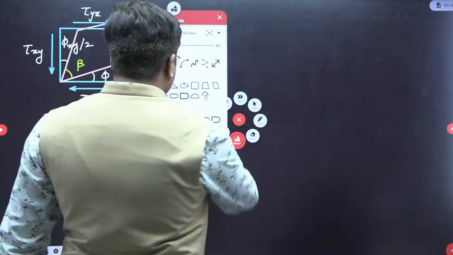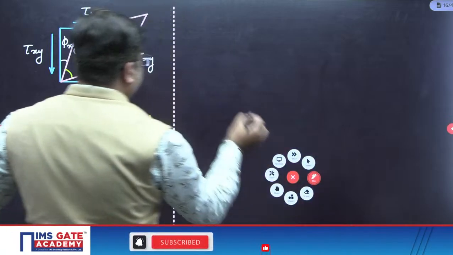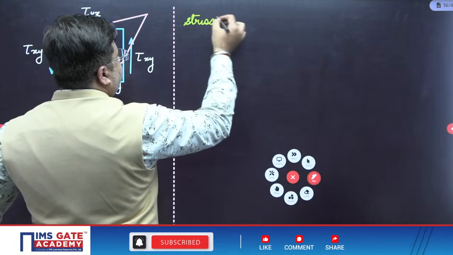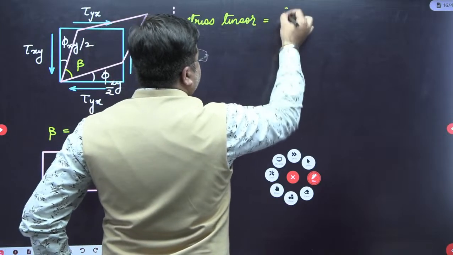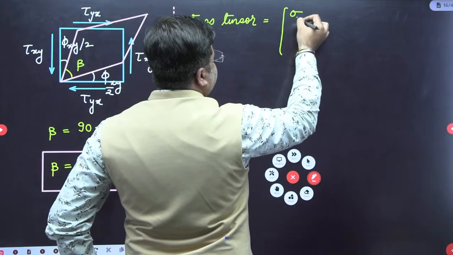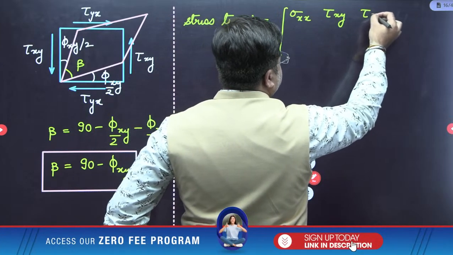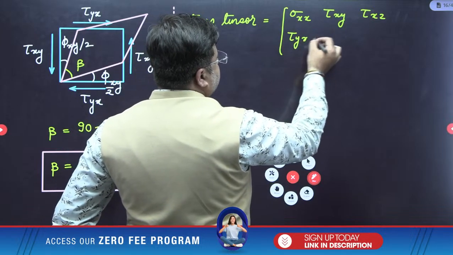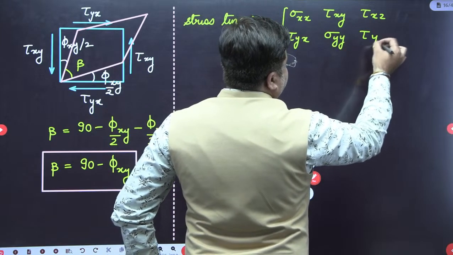Now after this, one more small thing is the stress tensor. When we write down the stress tensor, it is like this. Stress tensor is: sigma xx, tau xy, tau xz; then you have tau yx, sigma yy, and then tau yz.